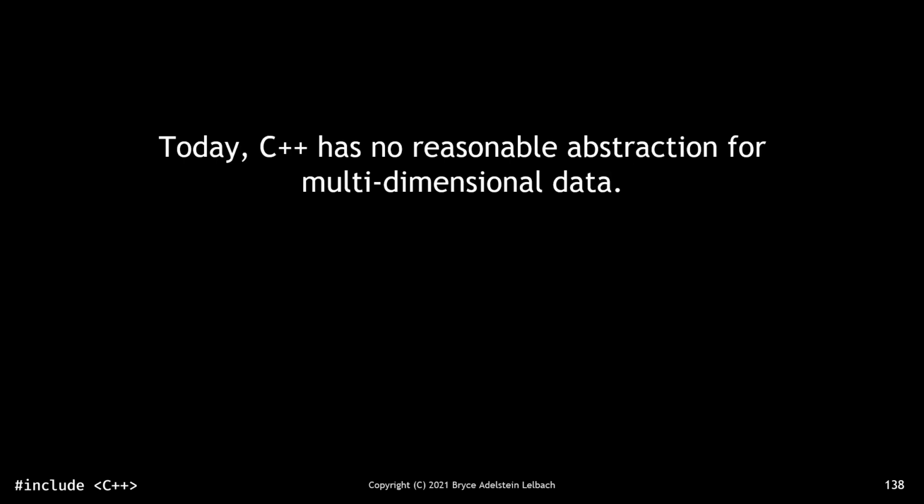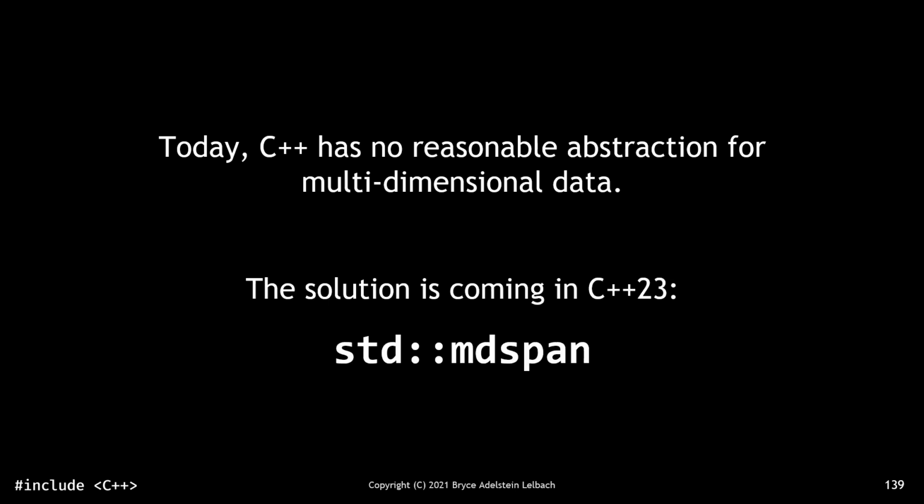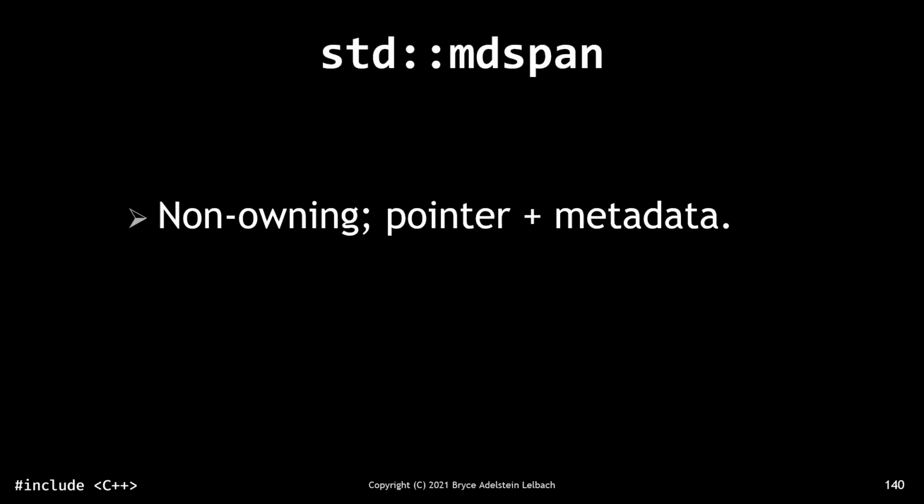Today, C++ has no reasonable abstraction for multidimensional data. This is unfortunate, as many of the interesting compute-heavy problems that benefit from parallelism have a multidimensional shape. That's why we're introducing MDSpan, a multidimensional span type, in C++23. It's very similar to the one-dimensional span introduced in C++20. MDSpan is non-owning. It's just a handle to some underlying data. It doesn't manage the lifetime of that data. MDSpan is cheap to copy. It just contains a pointer and metadata describing the size and shape of the structure.